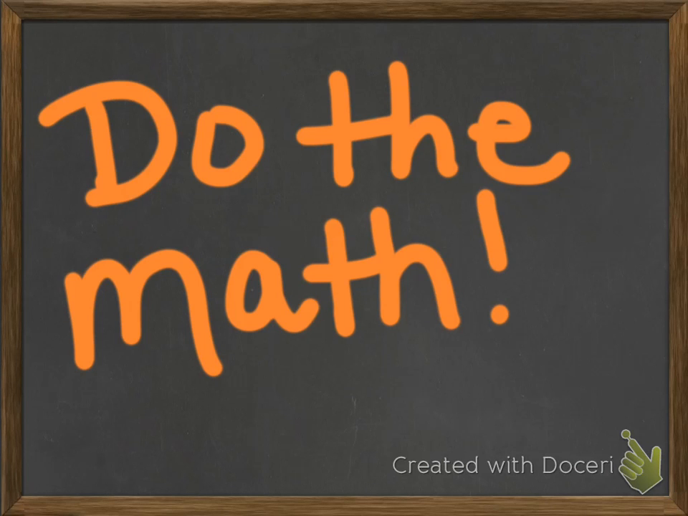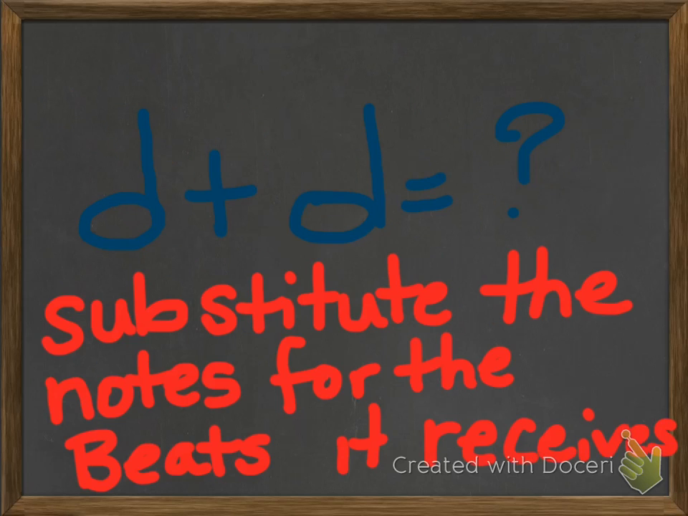Now let's do the math. When we get ready to do the math, the first thing we must do is substitute the notes for the number of beats it receives. It's just like when you do math in math class and you have an unknown. You're trying to find the unknown. But we know what the unknowns are, because for this note, we know how many beats it receives.